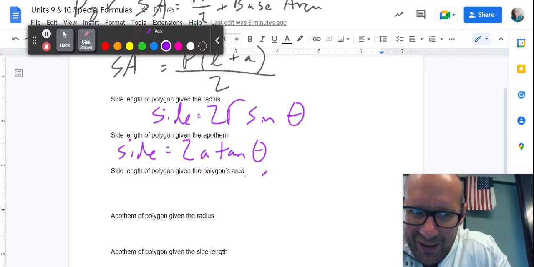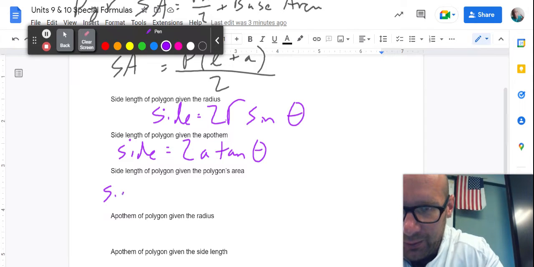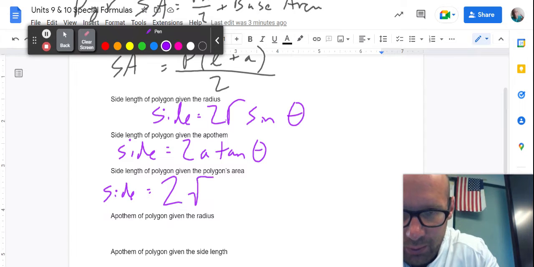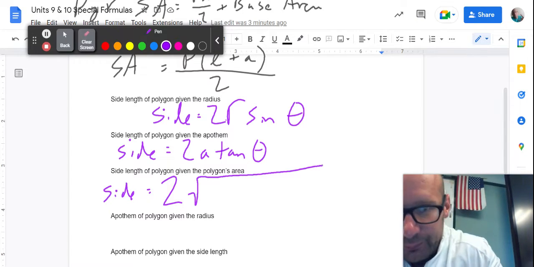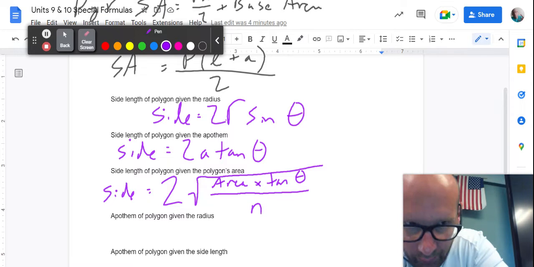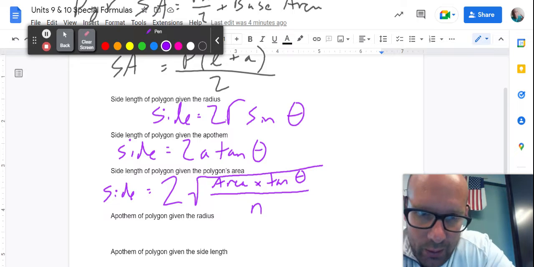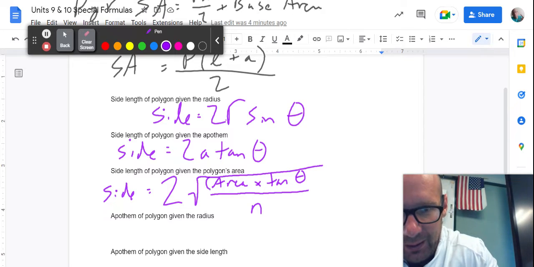Lastly, if we have the polygon's area and we're trying to work backwards to find the side length, this is kind of a complex one. If I remember, side is going to be equal to 2 times the square root of the area of the polygon times tan theta, all divided by our number of sides. So 2 times the square root of area times tan theta divided by the number of sides.